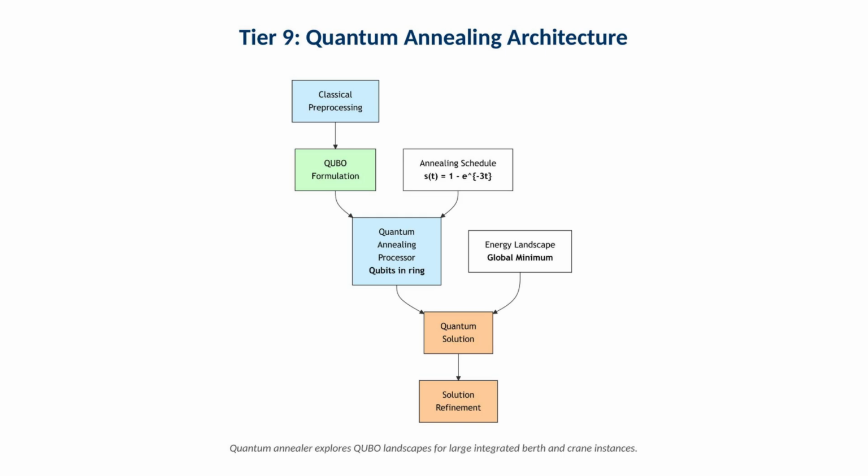This slide illustrates the quantum annealing architecture as a system for exploring quadratic, unconstrained binary optimization landscapes for large berth and crane instances. Operationally, treat this as a roadmap. It is not a replacement for all scheduling, but a potential acceleration approach for large integrated cases.